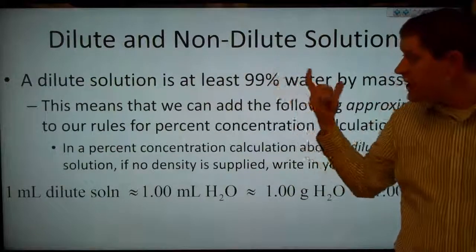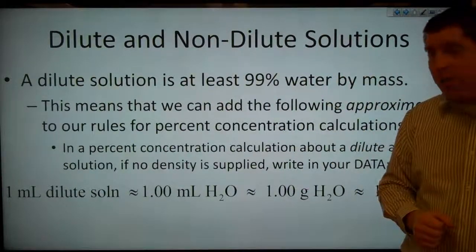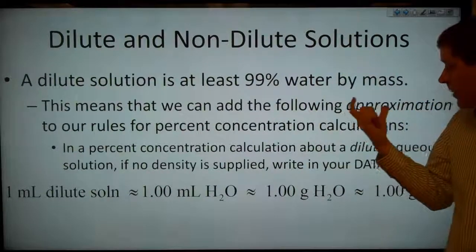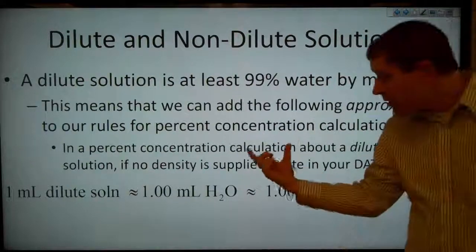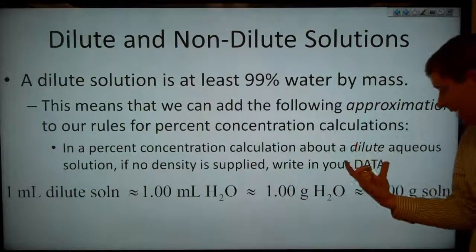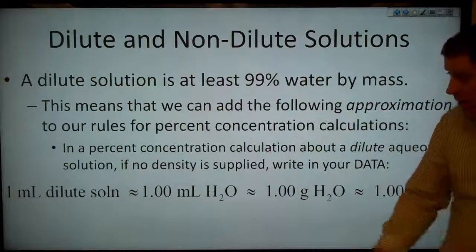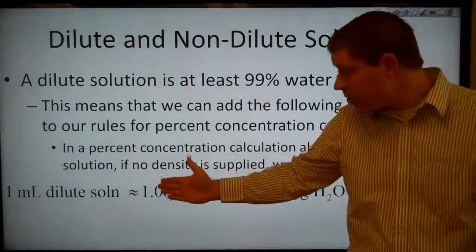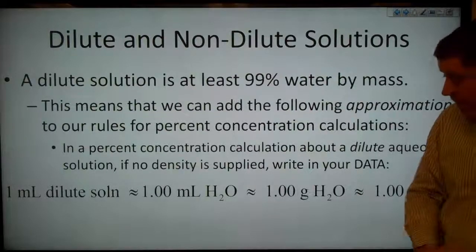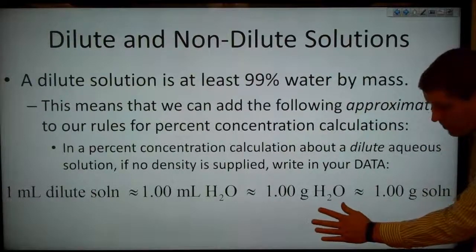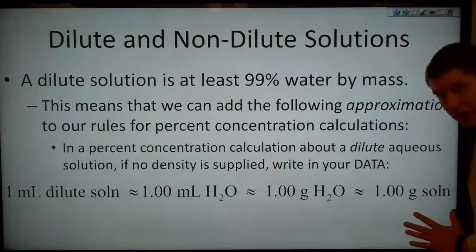Now, a dilute solution is at least 99% water by mass because it can't be more than 1% of our solute. And this means that we can add the following approximation to our rules for percent concentration calculations. In a percent concentration calculation about a dilute aqueous solution, if no density is applied, then write in your data 1 milliliter of dilute solution is approximately equal to 1.00 milliliters of water, which is approximately equal to 1.00 grams of water, which is approximately equal to 1.00 grams of solution.